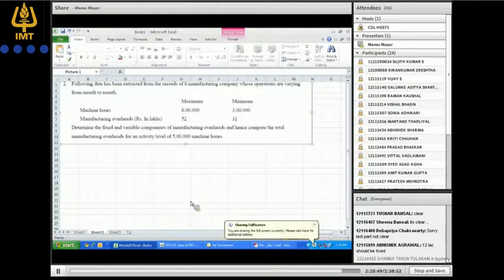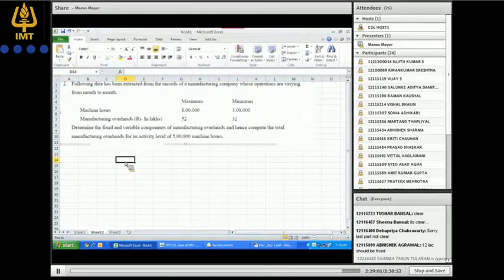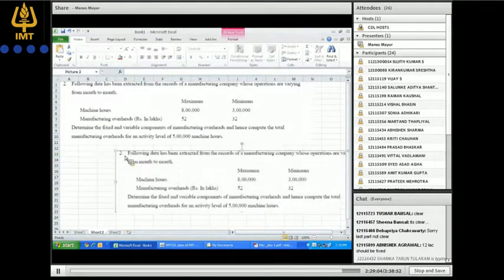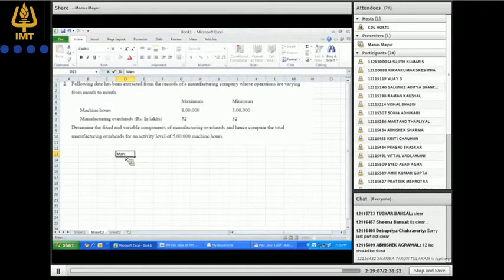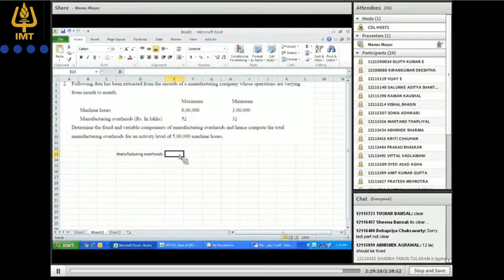See, in this question, your maximum machine hours is 8 lakh and minimum is 3 lakh, and your manufacturing overhead is 52 lakh for maximum and 32 lakh for minimum, right? So if you are moving from 3 lakh to 8 lakh, it is 52 lakh minus 32 lakh.